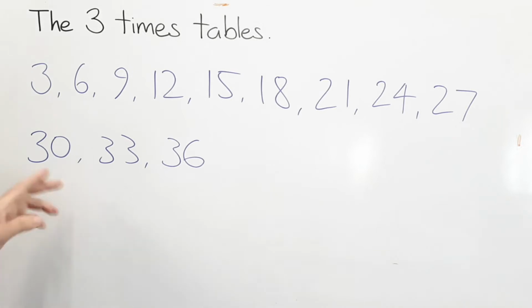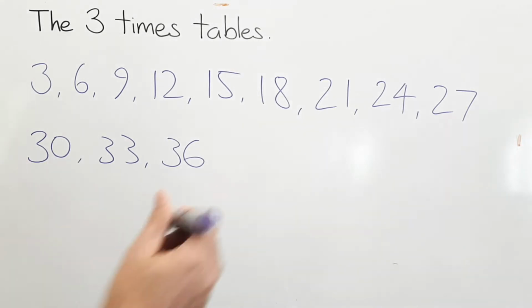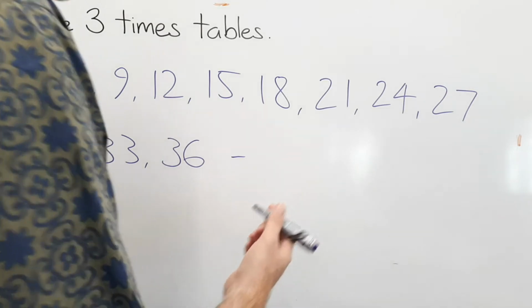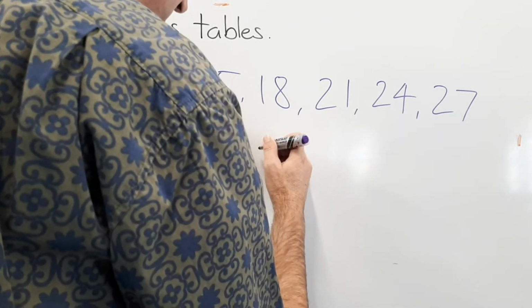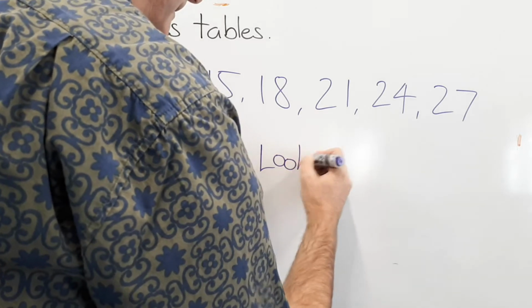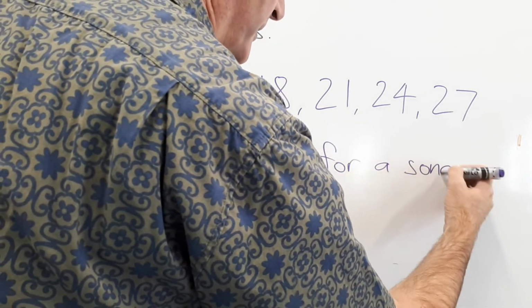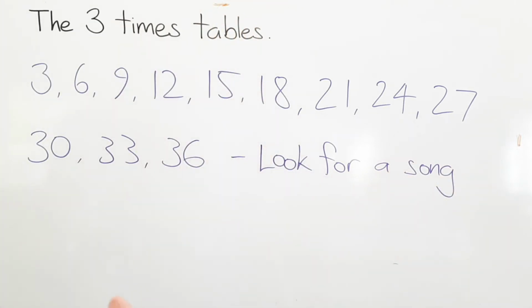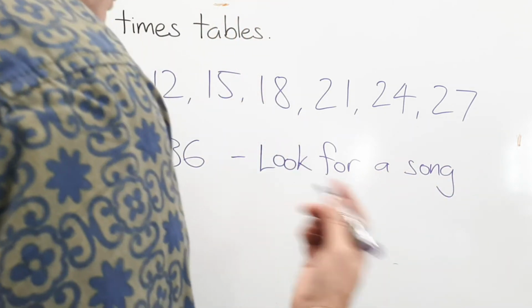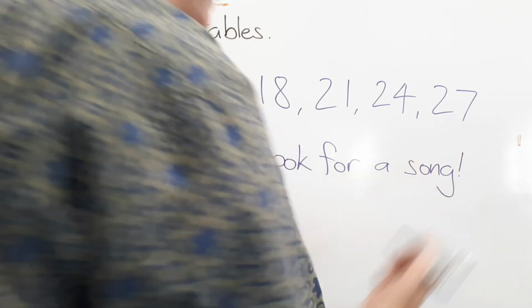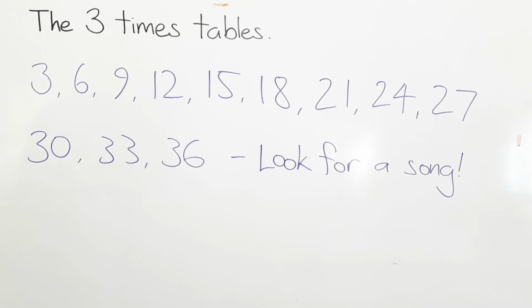Now, one of the things I often do is look for a song. There's plenty of very cool songs you can use to help you skip count in threes or just memorize your 3 times tables. So that's tip number 1. Look for a song. One of my favorites is by Jack Johnson is his name. Tremendously powerful way of learning how to do your 3 times tables.